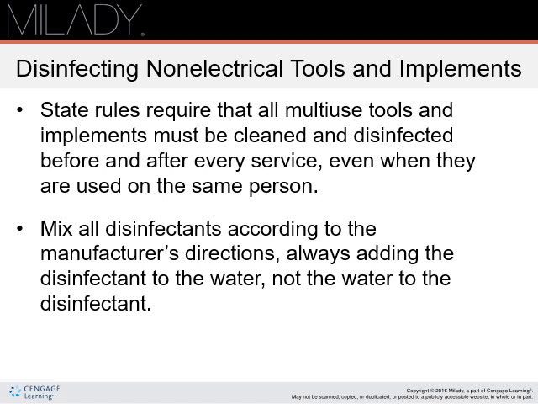State rules require that all multi-use tools and implements must be cleaned and disinfected before and after every service, even when they are used on the same person. Mix all disinfectants according to the manufacturer's directions, always adding the disinfectant to the water, not the water to the disinfectant.